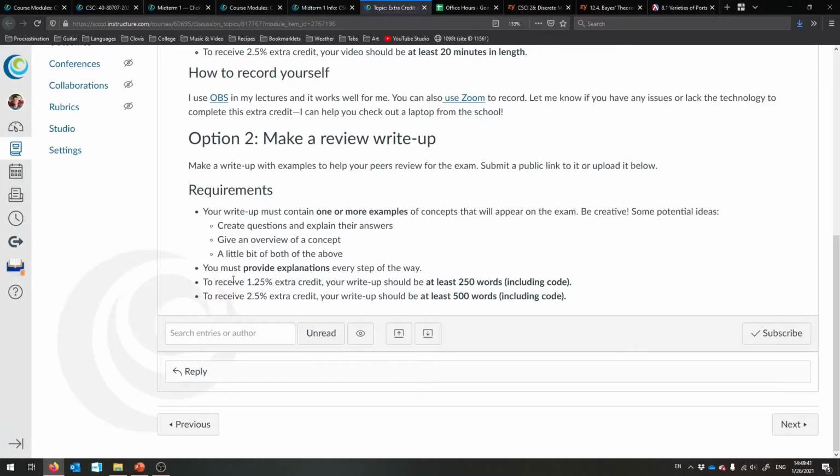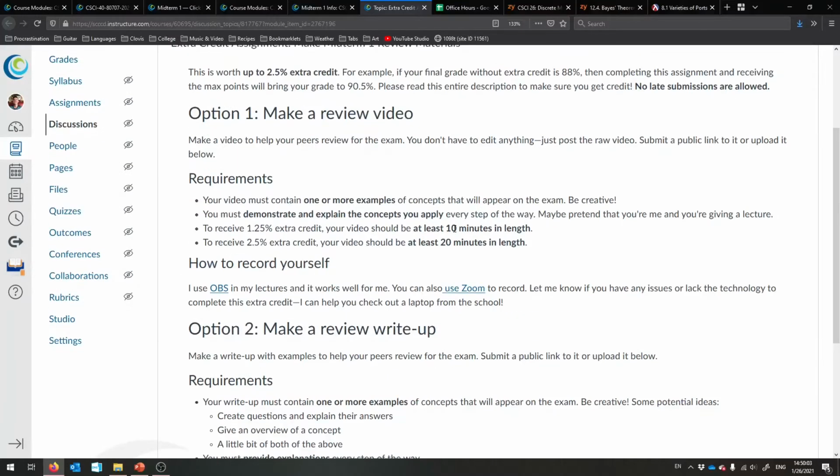So you're essentially writing the review in that case. If you want 1.25% extra credit, make a 250-word write-up. 2.5% will be a 500-word write-up. Okay, and this includes code. If you choose to write any code, you can just copy and paste that in and let Microsoft Word count those words still. So feel free to include some code if you think that would be helpful for your review.